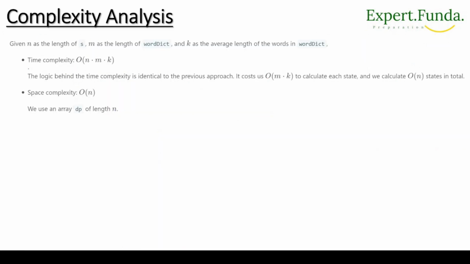Okay, so for time complexity, let's say n is the length of the string, m is the length of the word dictionary, and k is the average length of the words in the dictionary. So we'll multiply n, m and k, because for each position we are going to check all the words in the dictionary, and k is the average length of a word. So that's why this is the time complexity. And for space, we are using a dp array, and that will take O of n.